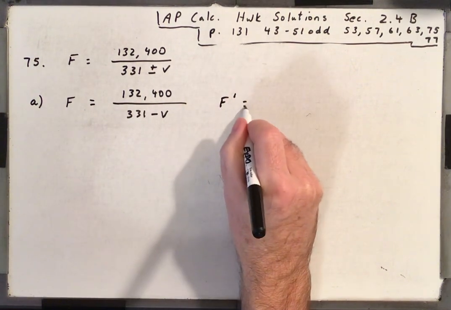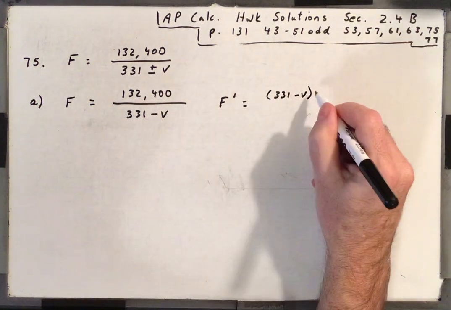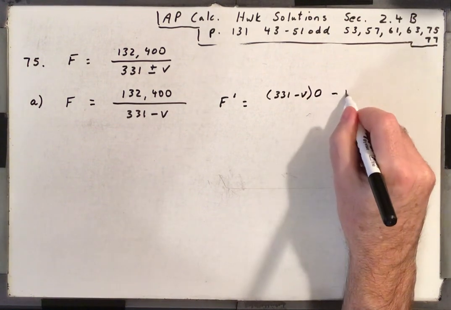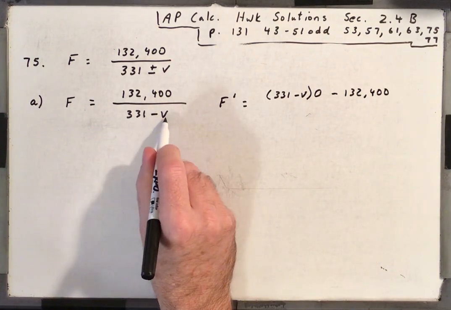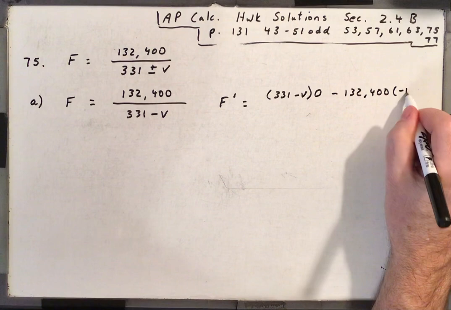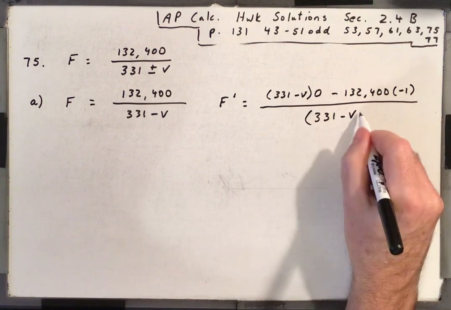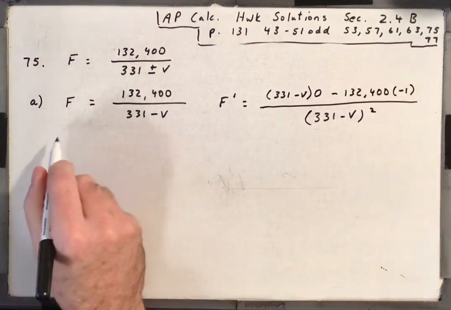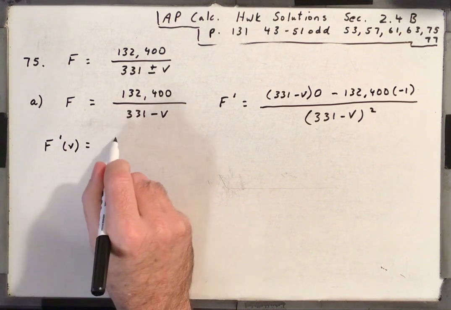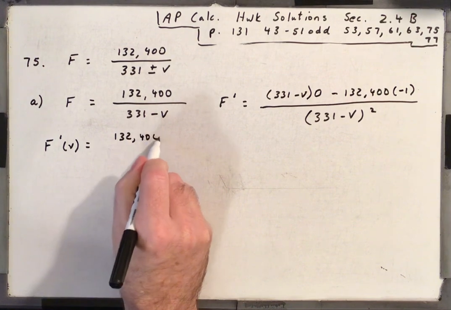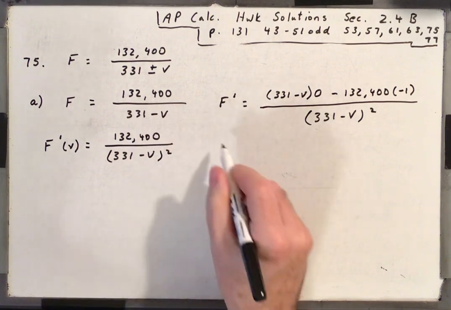So f prime is equal to, okay, the bottom, 331 minus v, times the derivative of the top. That's just a number, so 0. Minus the top, 132,400, times the derivative of 331 minus v. That's just going to be negative 1. All over 331 minus v, the bottom squared. So negative makes a positive. So f prime of v is going to be positive 132,400 over 331 minus v, all squared.